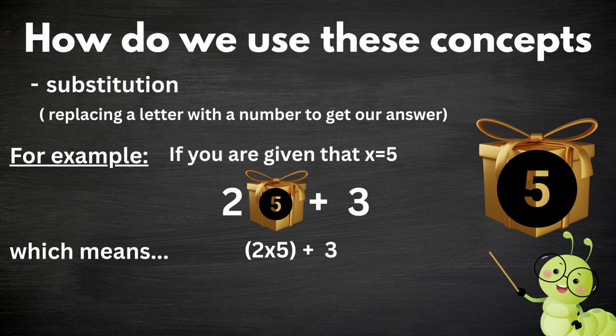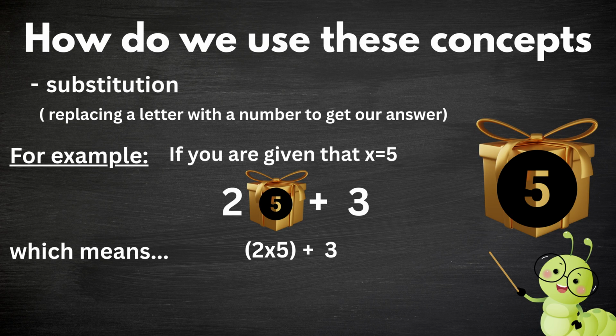But our gift box has a number inside of it, which means I need to replace the gift box with the number inside of it. Which means that we can write this expression as 2 times 5 + 3. We write the 2 and the 5 in brackets with a times, because remember what we said earlier, 2 and x love each other very much, so they multiply. And since x has been substituted by 5, which means x was replaced by 5, 2 and 5 will multiply, because x still equals 5.